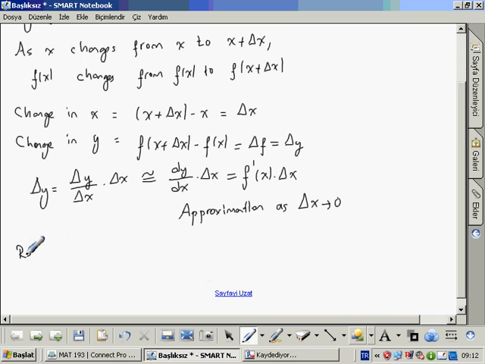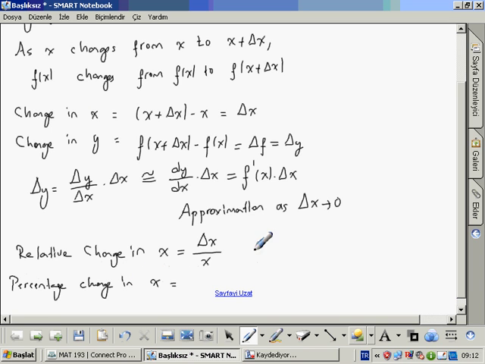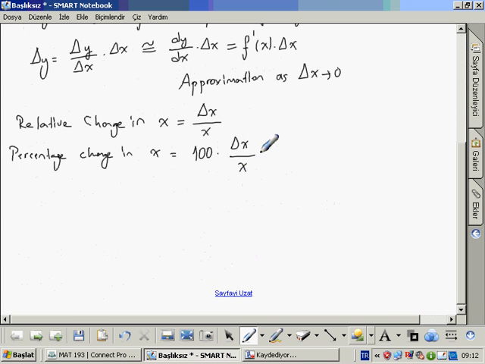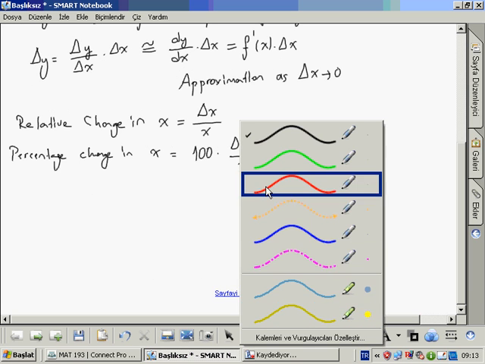And the relative change in x values will be delta x over x, we know that, and the percentage change in x will be 100 times delta x over x. And let me give you an example.